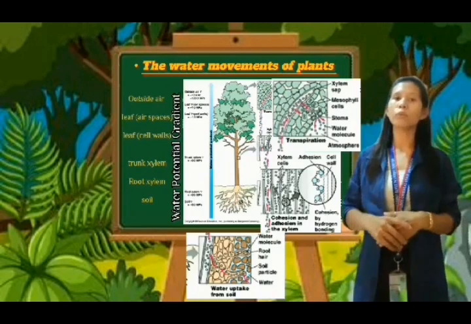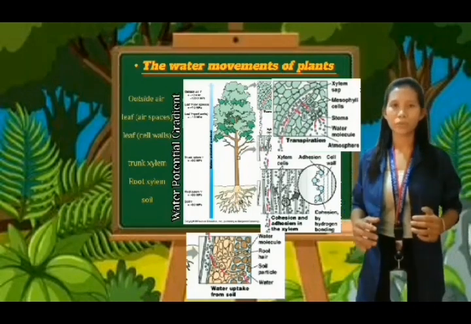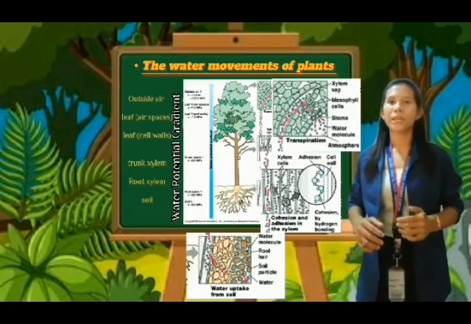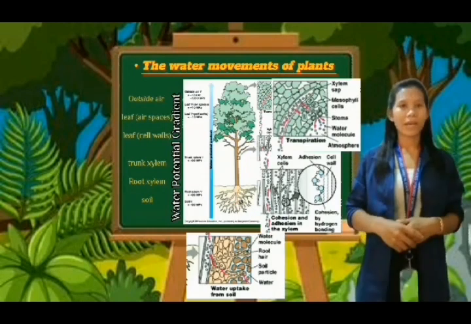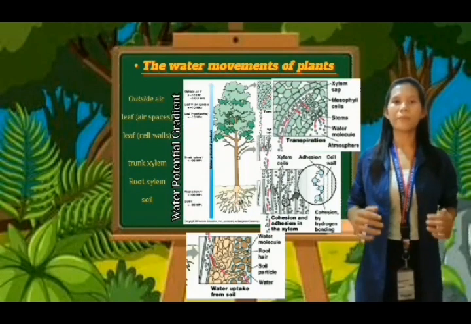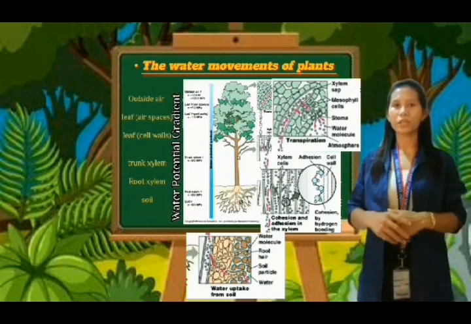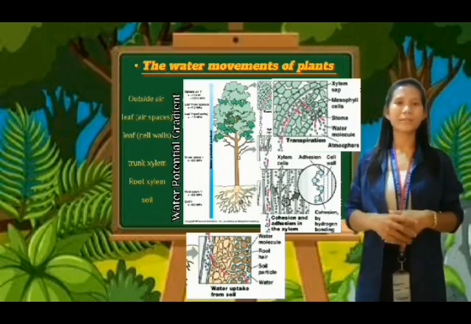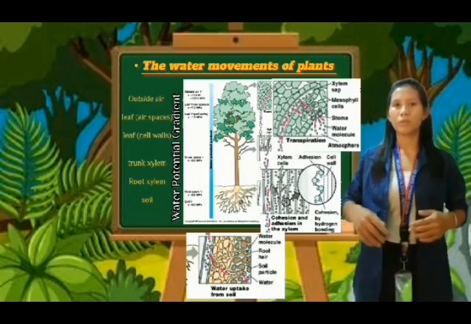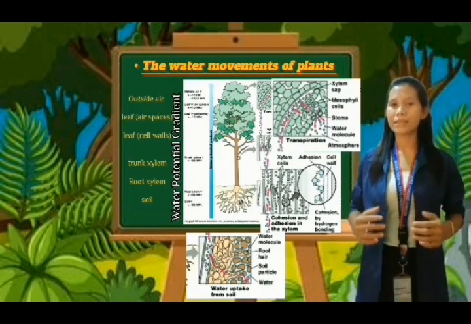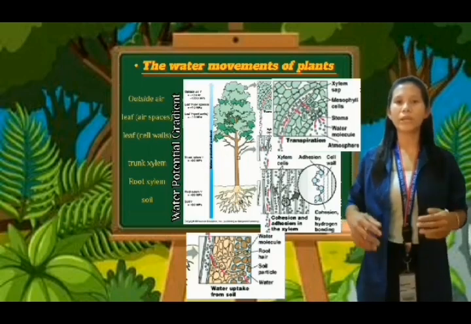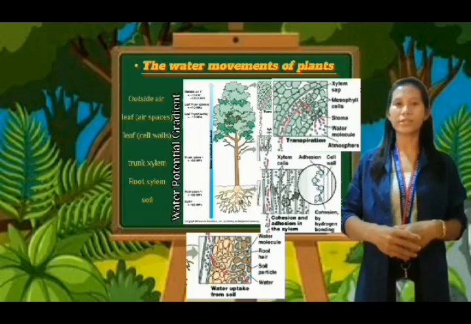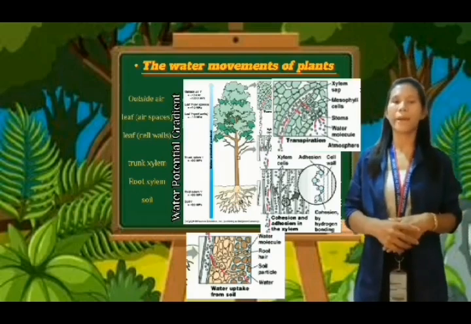The bulk of water absorbed and transported through plants is moved by negative pressure generated by the evaporation of water from the leaves, which is what we call transpiration. This process is commonly referred to as the cohesion tension mechanism. The system is able to function because water is cohesive. It sticks to itself through forces generated by hydrogen bonding.